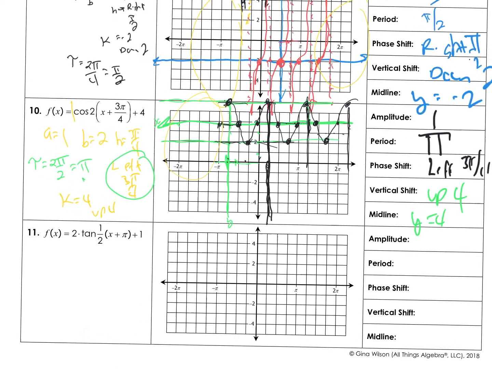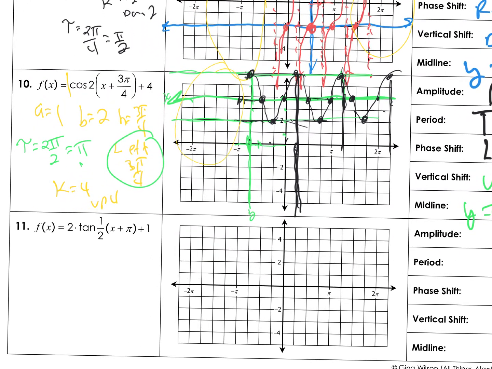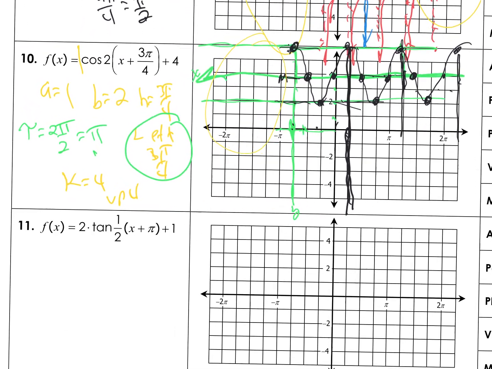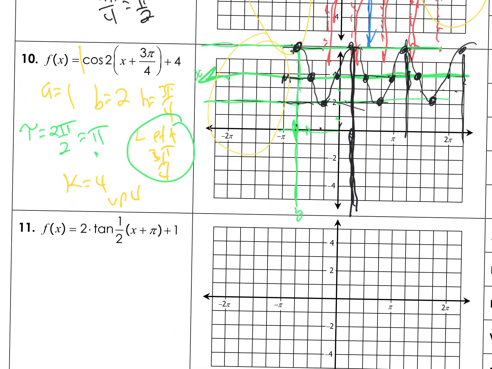All right. Last one here. Tangent. Do I really want to do another tangent one? Oh, they're so much fun. Yeah, right. Amplitude is 2. Not that it matters. But my B is a half, so my period is pi divided by a half, which flip that 1/2 makes it 2 pi. Ooh, that's very stretched out.